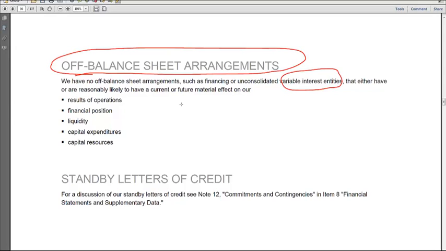And it turns out Vulcan doesn't do them, or if they do them, I guess they say no off-balance sheet arrangements that would have a current material effect. So we don't know if they have no arrangements or none that are a big deal. But if they did, you would see a disclosure here about how those off-balance sheet arrangements might affect their assets, liabilities, income statement if they were on balance sheet. So it's not here for Vulcan, but in general, you always want to go and look for these kinds of arrangements.